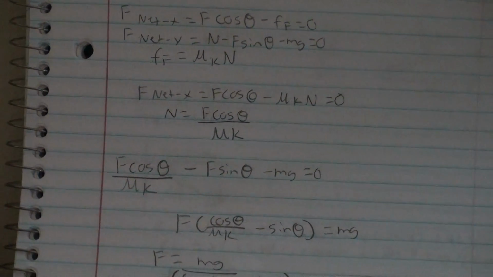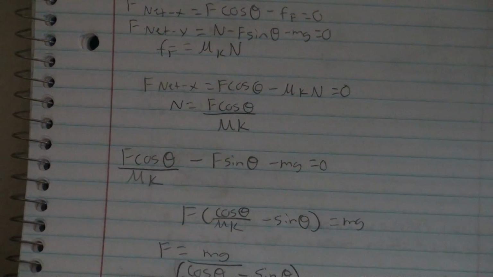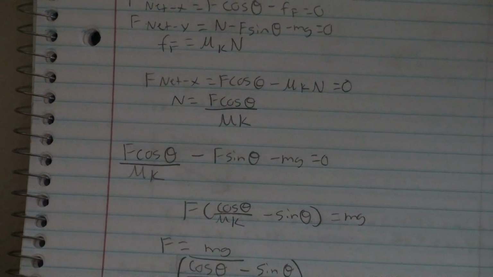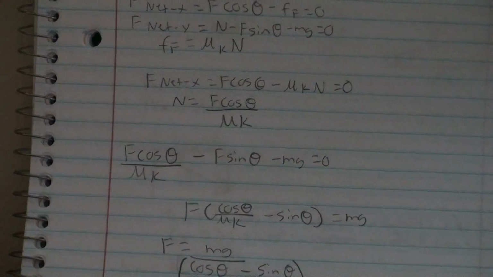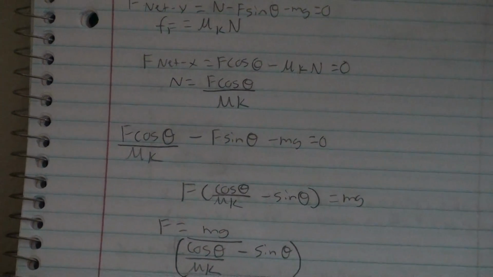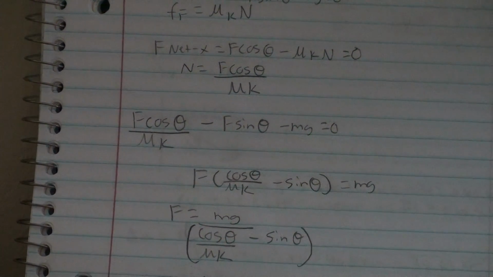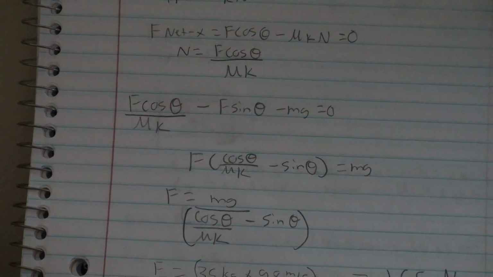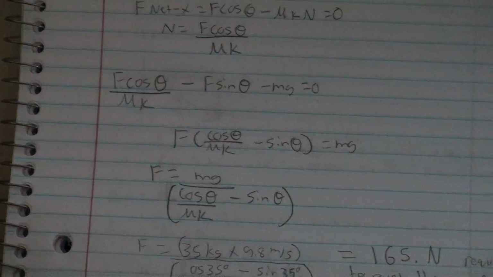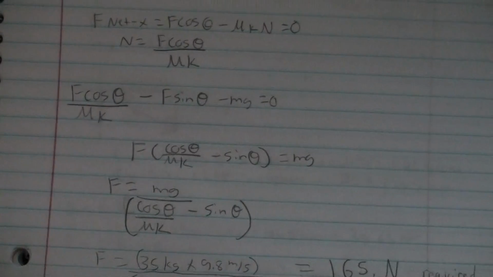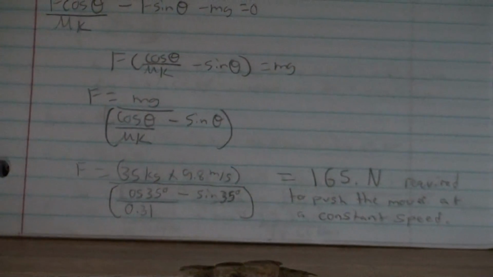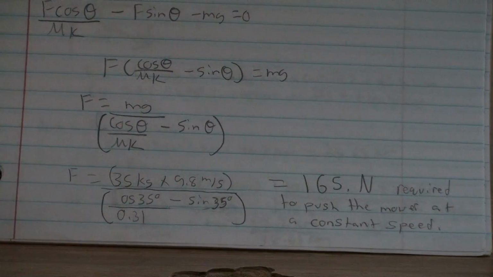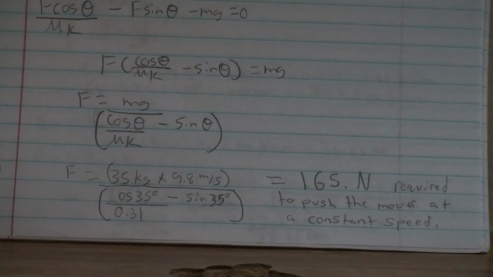And then from here, all I did was sub that into F net y to get the equation F cosine theta divided by mu k minus F sine theta minus mg is equal to 0. And this allows me to solve for F using the equation F times cosine theta divided by mu k minus sine theta is equal to mg. And then from here, I was able to manipulate the formula to read F is equal to mg divided by cosine theta divided by mu k minus sine theta.